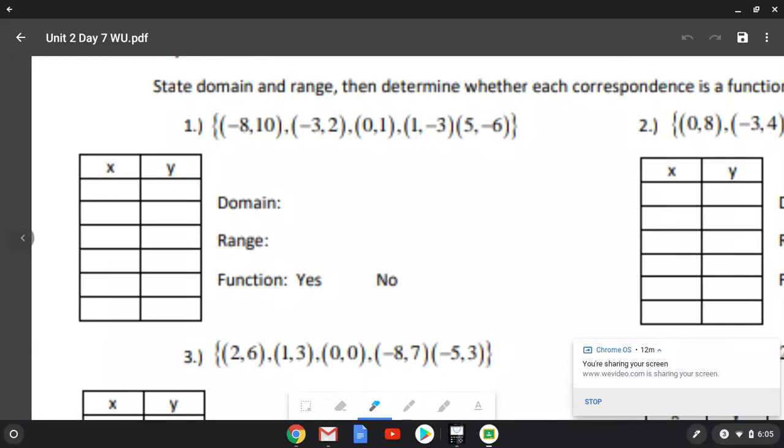So it says state the domain, the range, and determine if it's a function or not. So number 1, I'm going to write these as ordered pairs in the boxes they give us. You don't have to, but I think it makes it easier to see if there's any doubles and if something is a function or not.